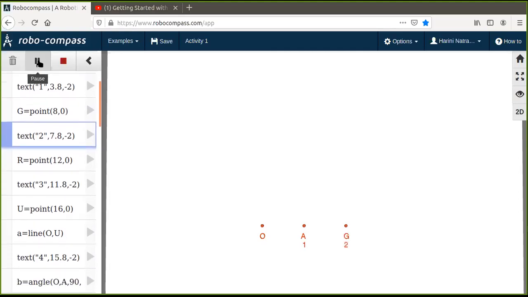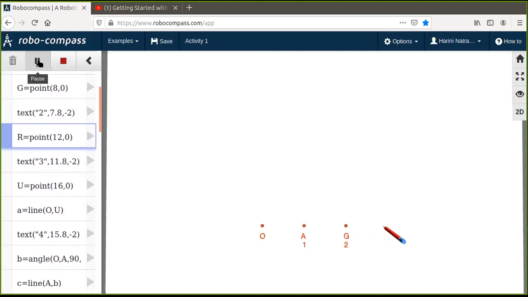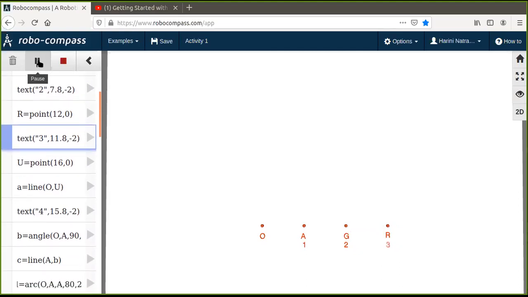I've taken a few alphabets like this. You also follow the same. It will be easy for you. And the next point will be again 5 centimeters away and I call it R. This is your 3 on your number line.